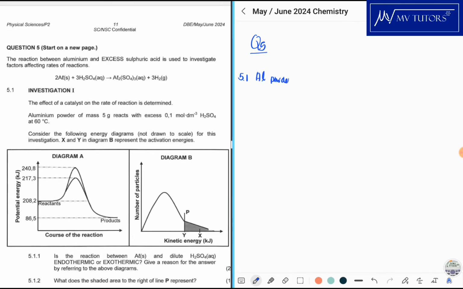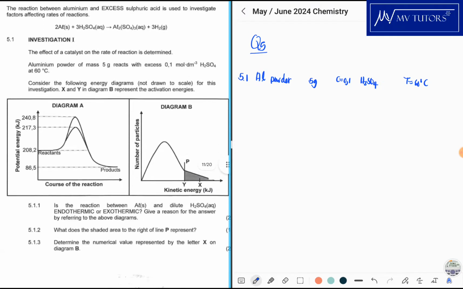Okay, we know that if it's in powder form, the surface area is increased, right? Has a mass of 5 grams. It reacts with 0.1 concentration of sulfuric acid at a temperature of 60 degrees Celsius. Okay, now consider the following energy diagrams not drawn to scale for this investigation. X and Y in diagram B represent the activation energies.